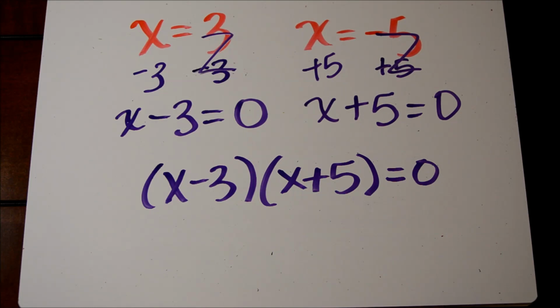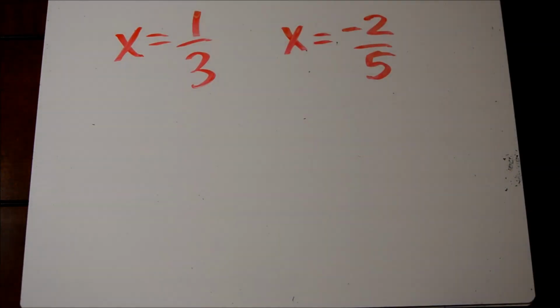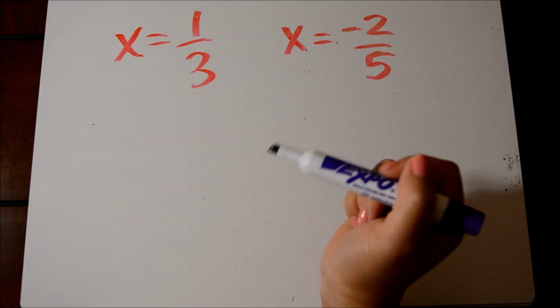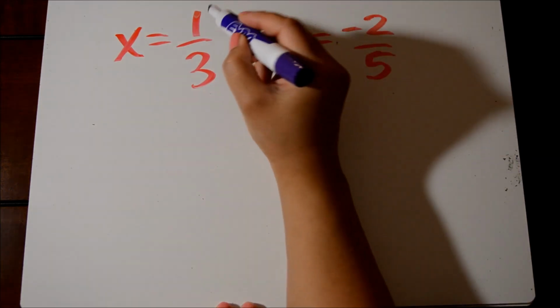Let's take a look at another example. Here we have two solutions that are fractional solutions, so there's going to be an added step. We're still undoing the process using inverse operations. Remember that 1/3 is really 1 divided by 3. So to undo the division, we're going to use the inverse operation, which is multiplication.